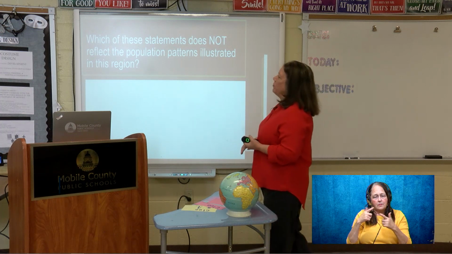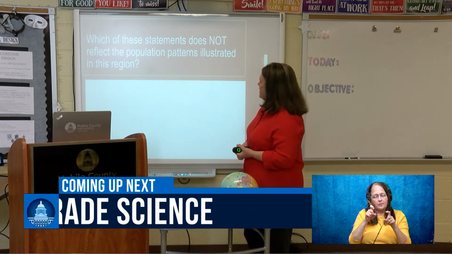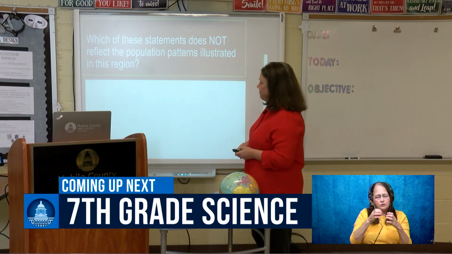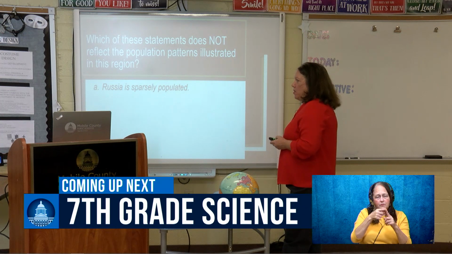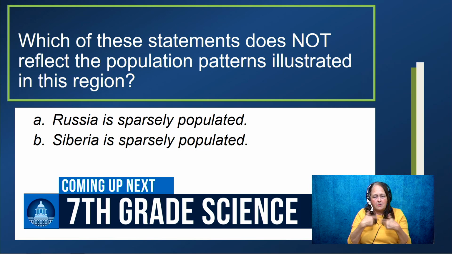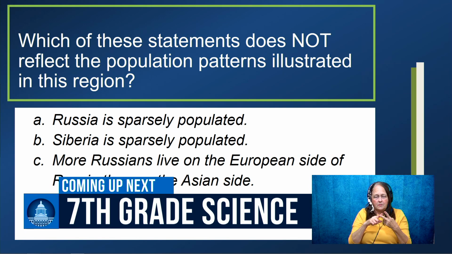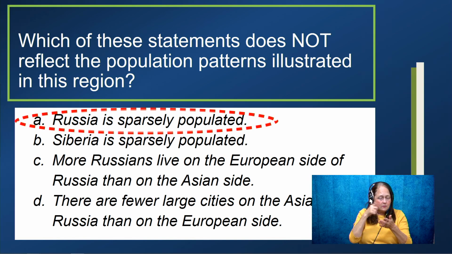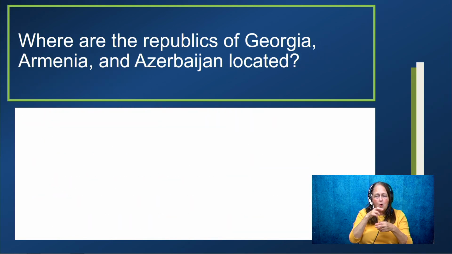So let's do a few comprehension questions. Which of these statements does not reflect the population patterns illustrated in this region? A, Russia is sparsely populated, meaning not very populated. B, Siberia is sparsely populated. C, more Russians live on the European side of Russia than on the Asian side. And D, there are fewer large cities on the Asian side of Russia than on the European side. Well, if you've been listening and you've chosen answer choice A, then you're correct.